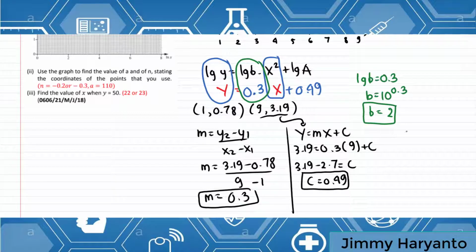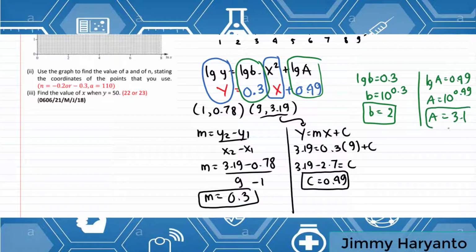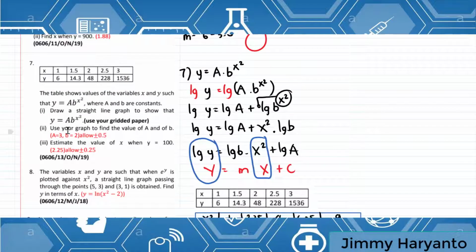The result is 1.995, but I can round it up to 2. For the second one, lg A equals 0.49, so A will be 10 to the power of 0.49. A equals 3.1, B equals 2. Let's check it out. Okay, it's already the same, guys. A equals 3, B equals 2. Allow plus minus 0.5 means you can answer 1.5 for B is okay, or maybe 2.5 is still okay.